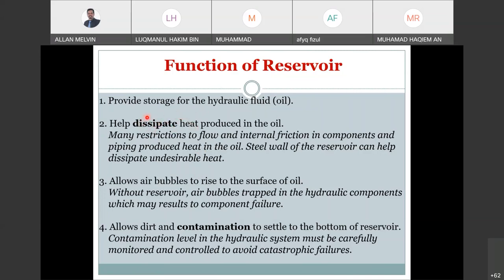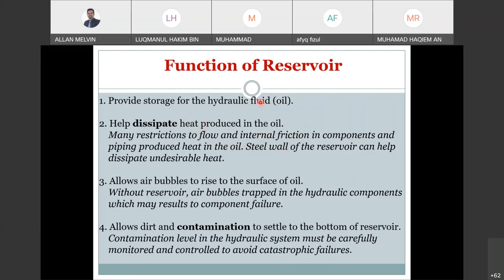Dissipate means you want to remove something slowly. So you need to remove it from the hydraulic system. In a pneumatic system, it doesn't matter whether it is there or not. But for hydraulic, you need to make sure that the heat is removed efficiently. The heat happens because of the internal friction in the pipe. When the fluid is moving at a certain speed, it will cause internal friction. If you use it for a long time, the friction will turn to heat produced in the oil. So you need to remove this heat. If you don't remove it, it will cause fire.